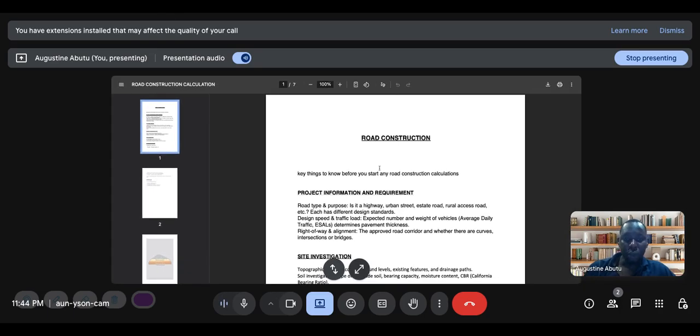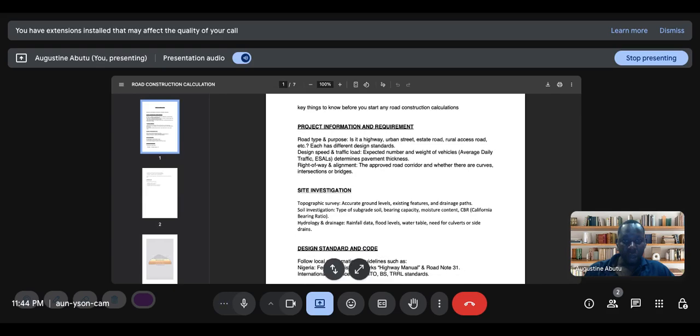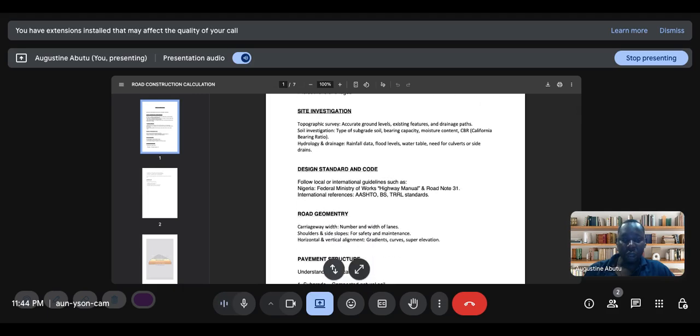Before we start, we'll be looking at different components that we need to understand before we start our calculation. First of it is called project information and requirement. Before you start your calculation, you have to look out for the kind of road that you'll be calculating for. Is it a highway, urban street road? Is it a real estate road or a rural road? You need to know.